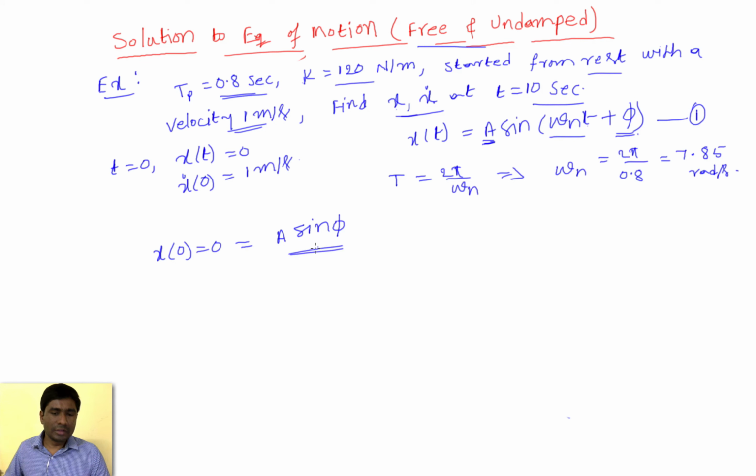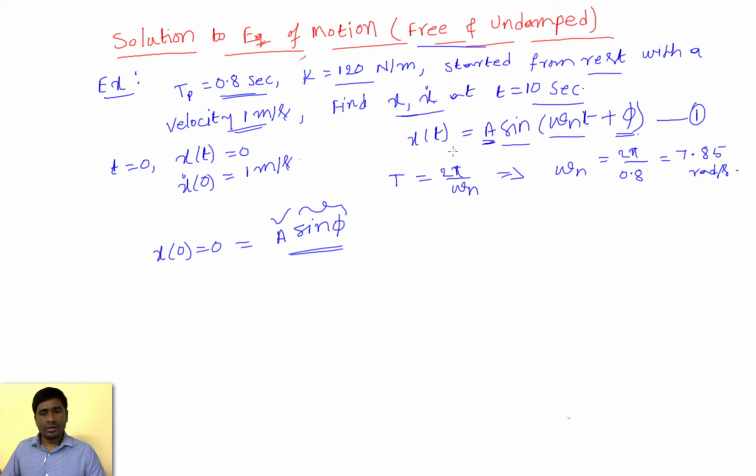But in this equation either A can become 0 or sine phi can become 0. But if A becomes 0, then this entire equation will become 0. That means x is getting a trivial solution, but here we need a non-trivial solution. Then in this case only sine phi can become 0. So when sine phi equals 0, that means phi equals 0.